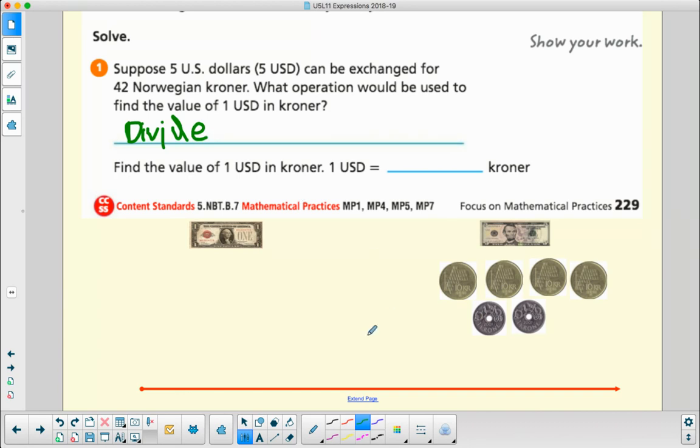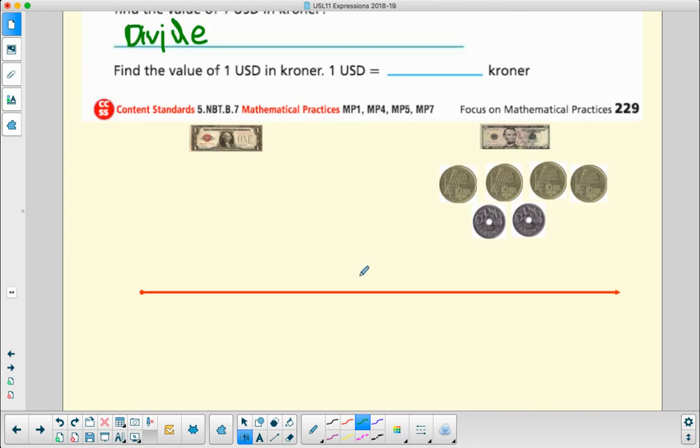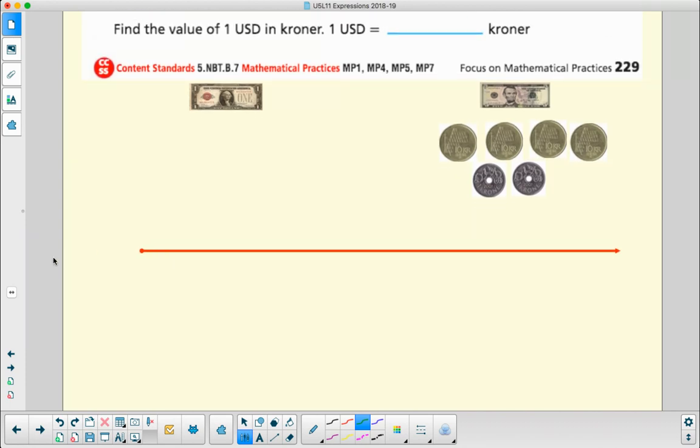Now, I like to use a number line to show this. It could go the other way, but I don't want to go in debt. We want to go positive, so let's stick that way. I'm going to have US dollars on top and my kroner on the bottom, and I'm just going to use a K for kroner. Here I have 5 US dollars being 42 kroner. Down here, I have 1 US dollar.